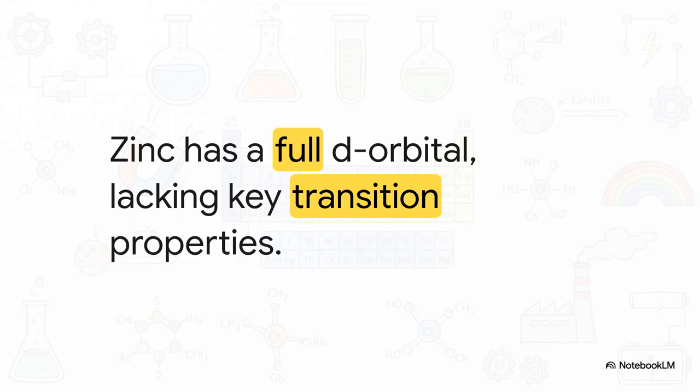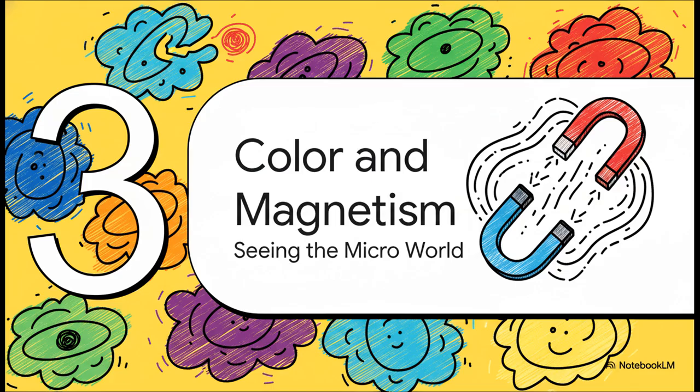And get this, even when it becomes an ion and loses 2 outermost electrons to bond with other elements, its inner d orbital remains totally full. Remember our IUPAC definition from earlier? A transition metal needs an incomplete d subshell? Because zinc is locked completely full, it fundamentally lacks so many of the hallmark transition properties we are about to dive into. Let's move to Section 3, Superpowers, Color and Magnetism, Seeing the Invisible Micro-World.